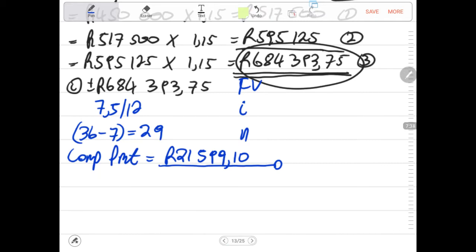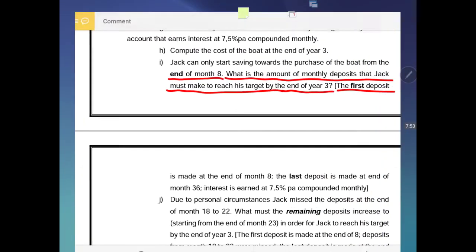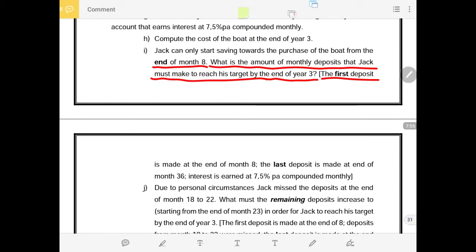We said 7.5 is our interest, divided by 12 is our I. We said 29 is our N. We said compute PMT: 21,599 rand 10 cents. I just wanted to verify that once. So now this is the first response to the second part of the question, which is question number I.